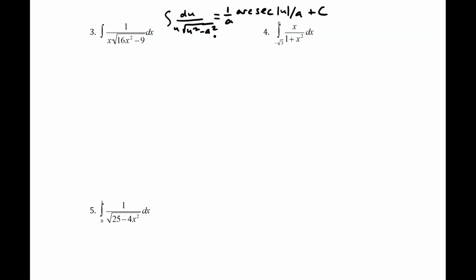So we're going to see if we can apply this here. So if what I have in the integrand is similar to this, then my u squared would be 16x squared, making my u equal to 4x. Now my du is going to be 4 dx, and we don't have 4 dx in the integrand. We have 1 dx in the integrand. So I need to multiply by 4, and then I also need to divide by 4.